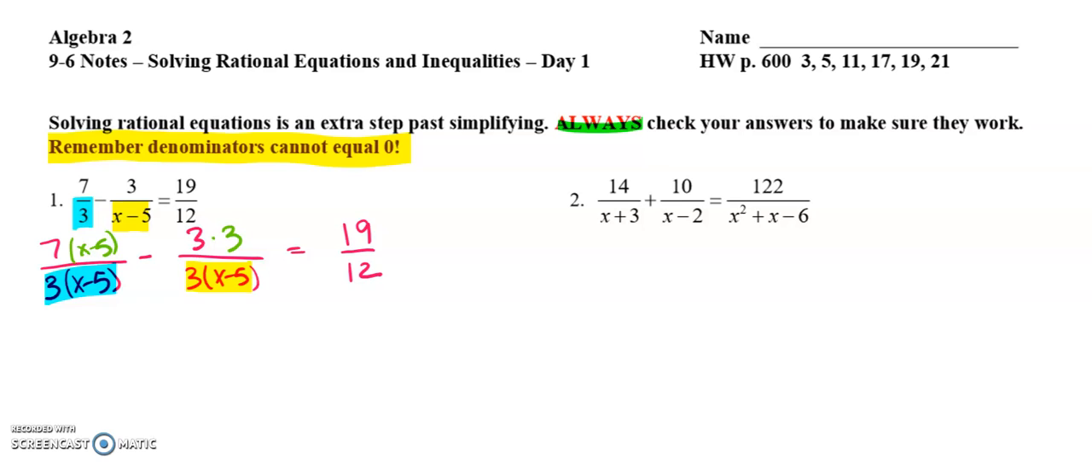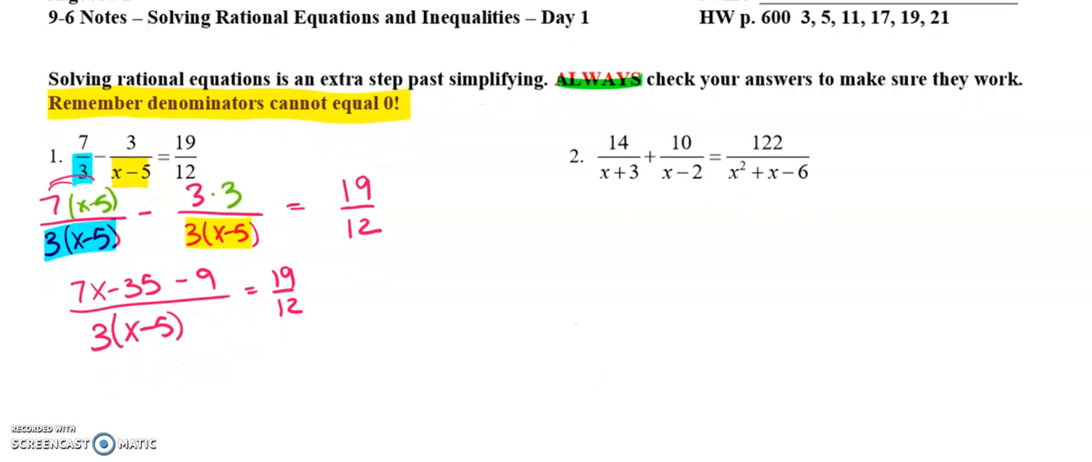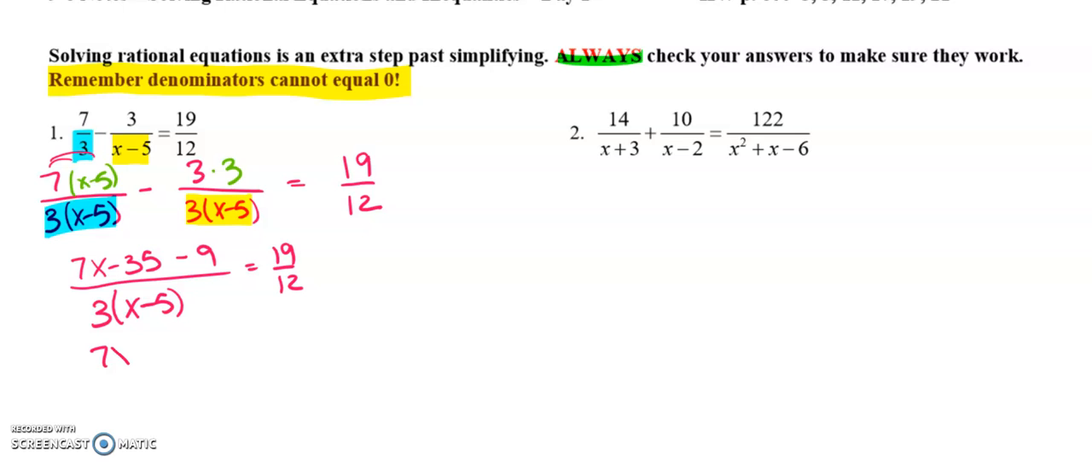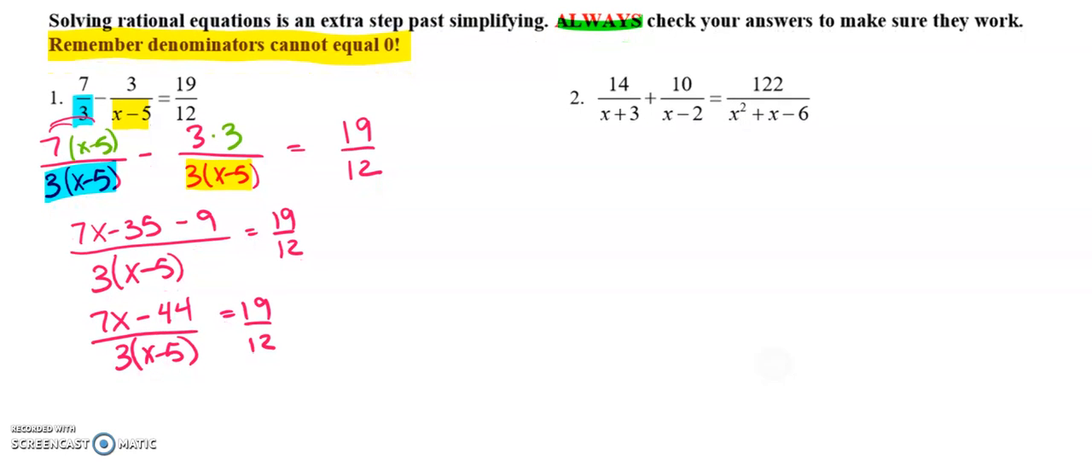Okay, then what? Then I'm going to clean up my numerators. I'm going to go ahead and distribute that 7x minus 35. Now this actually isn't too bad because it's just minus 9 over the 3 times x minus 5 equals 19 over 12. Continue to clean that up a little bit. That's 7x minus 44 over 3 times the quantity x minus 5 equals 19 over 12. So now we have fraction equals fraction.